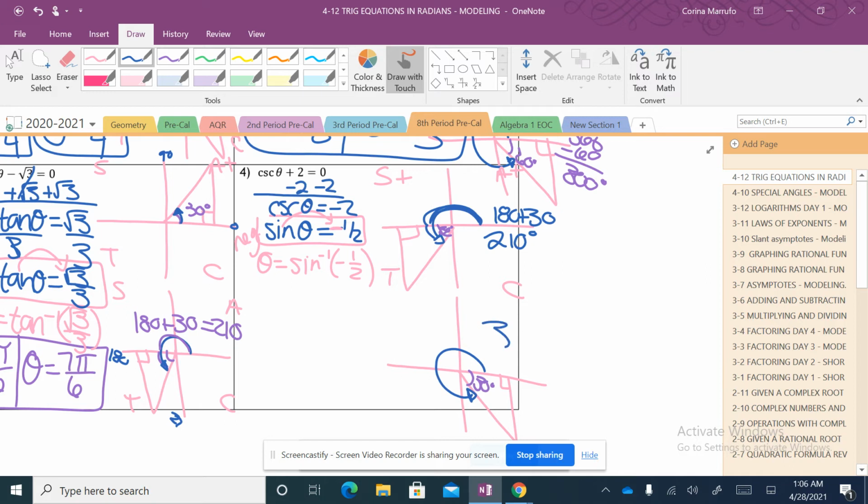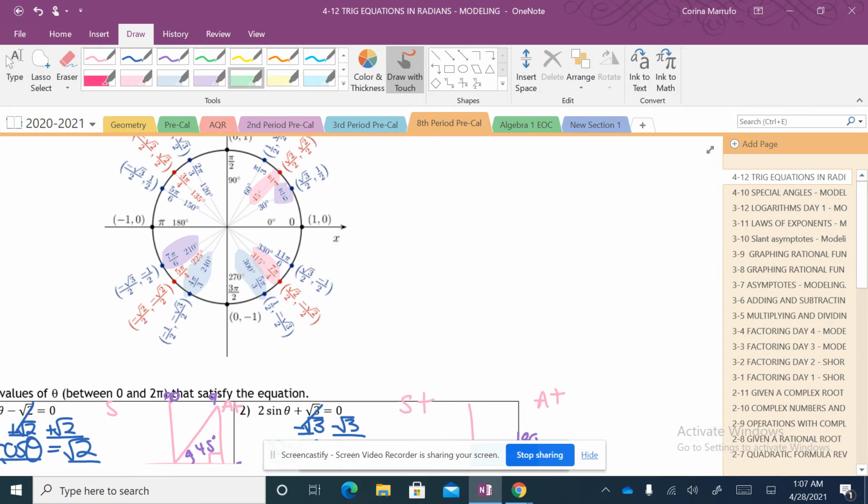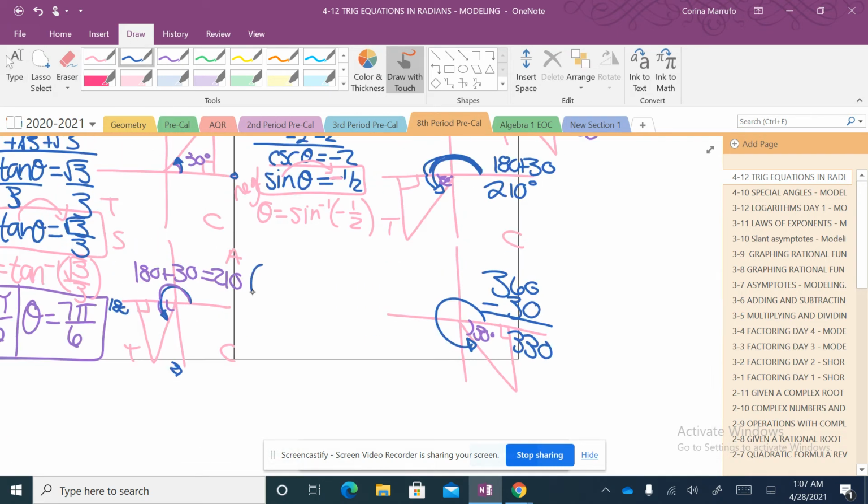This one is almost one full circle, but it doesn't complete it. It's still off by 30 degrees, so it's going to be 330. So I'm going to go ahead and make those changes to radians, 210 and 330. So 210 is right here, 7 pi over 6, and 330 is 11 pi over 6. So theta equals 7 pi over 6, and theta equals 11 pi over 6.